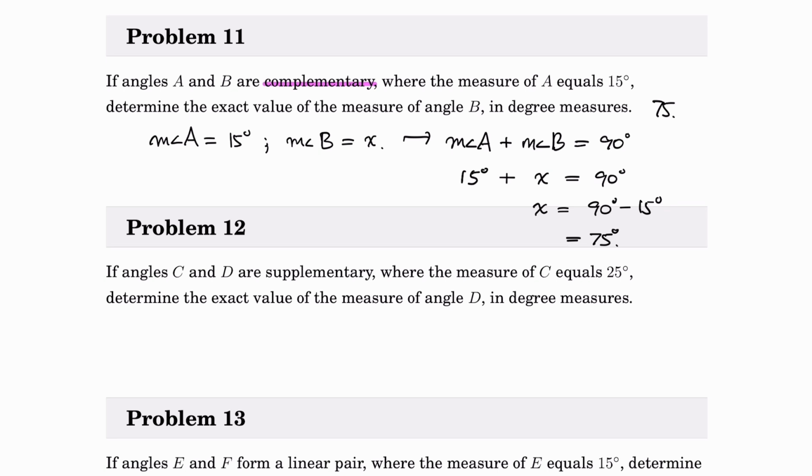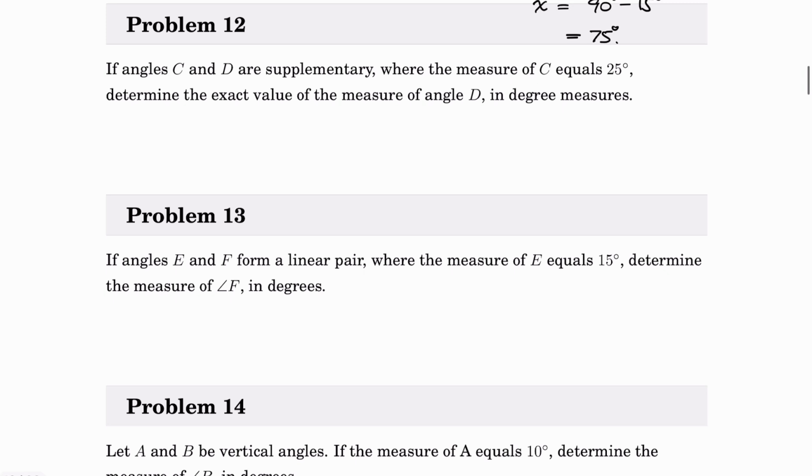If angles C and D are supplementary, where the measure of C equals 25, determine the exact value of the measure of angle D in degree measures. Okay, so measure of C first becomes 25. We don't know what measure of D is, so please label it as X. And all we have to do is just to translate or paraphrase angles C and D being supplementary. So measure of C plus measure of D being 180, because that's the definition of supplementary angle pairs.